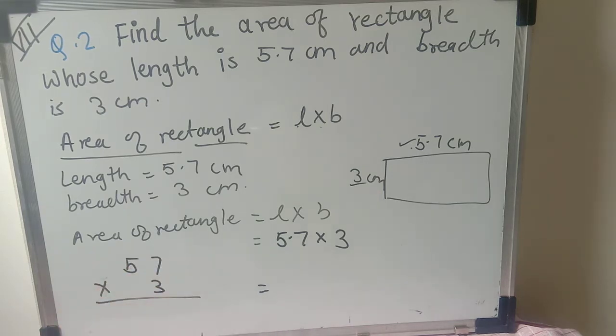So multiply the decimal number as a whole number first and then put the decimal. 3 sevens are 21. Okay, 3 fives are 15. 15 plus 2 is 17.